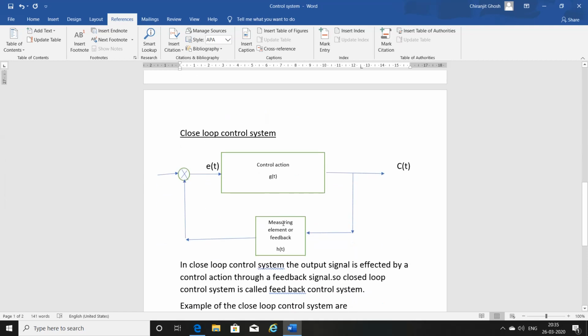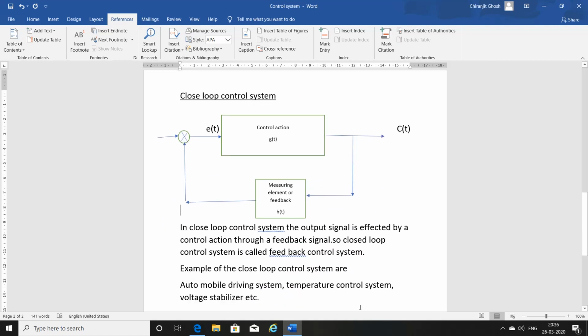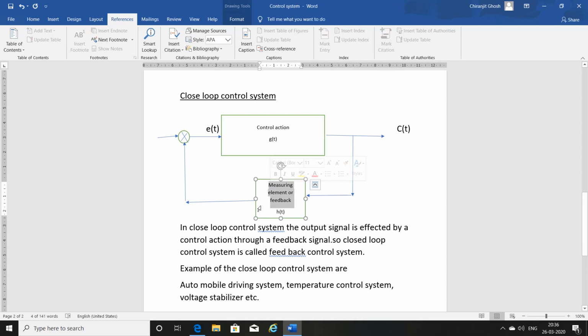And what is a closed loop control system? In the closed loop control system, the output signal is affected by a control action through a feedback signal, because a feedback signal is present here, whereas in the open loop control system there is no feedback. That is why the output cannot be affected by the input. But in the closed loop control system, the output can be affected with the help of this feedback signal. This closed loop control system is also called a feedback control system.